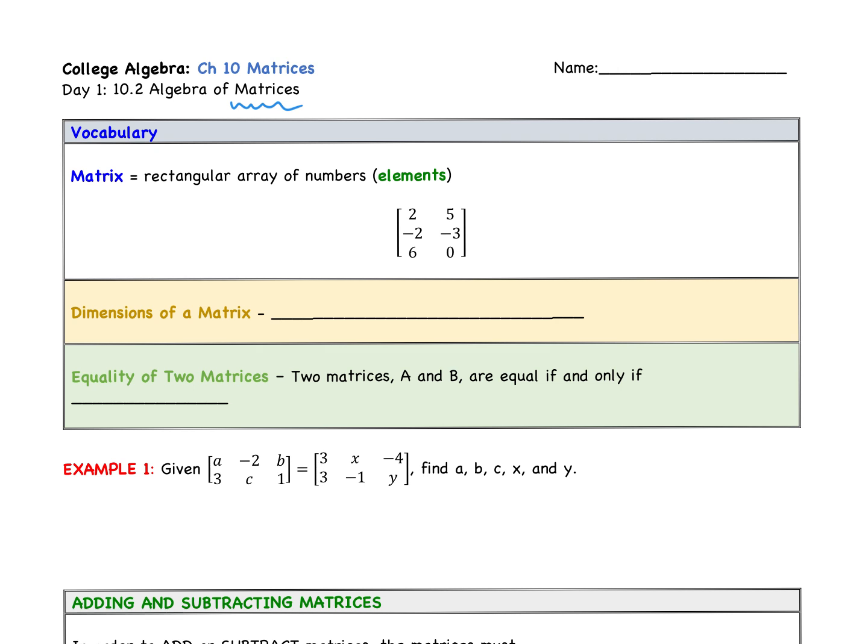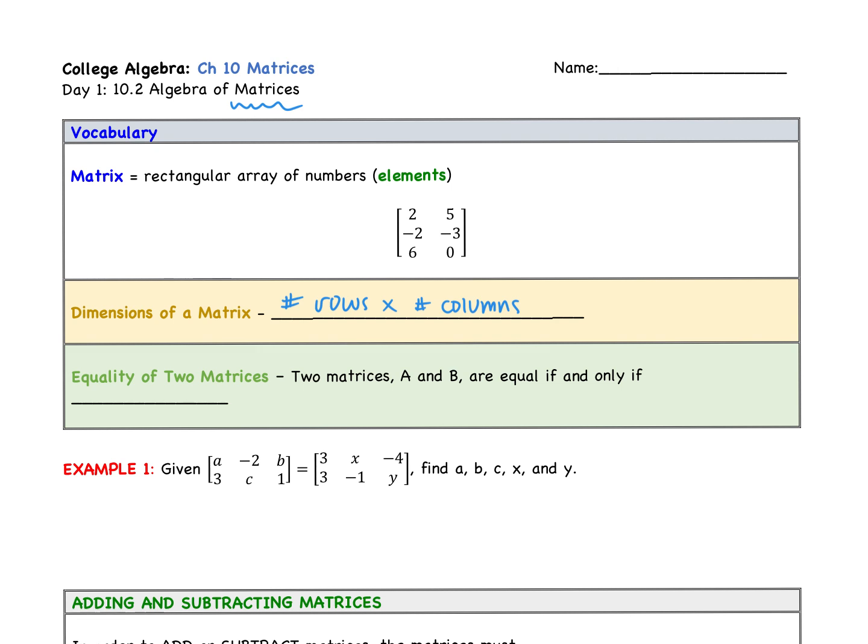First of all, what is a matrix? Well, you can see an example right here. It's a rectangular array of numbers. Each of these numbers is called an element. So we'll see we have 6 elements here. The first thing that we talk about with a matrix is the dimension of a matrix, and the dimensions are just the size. Here's what you need to remember. Dimensions of a matrix are always the number of rows by the number of columns.